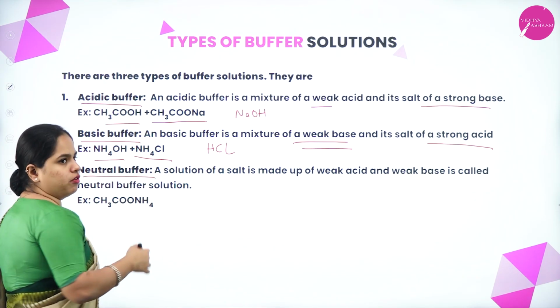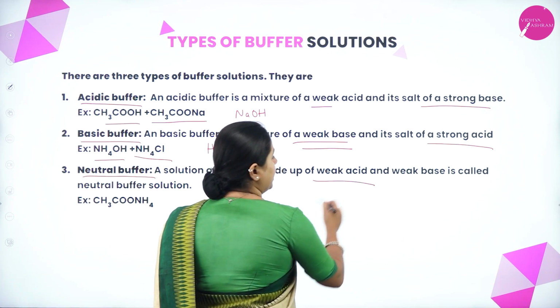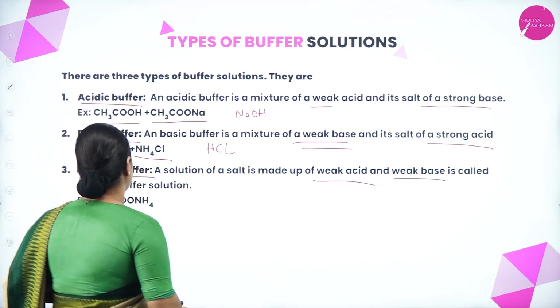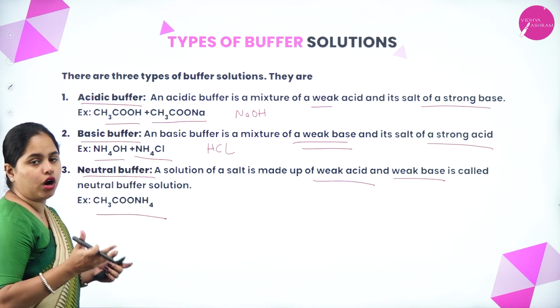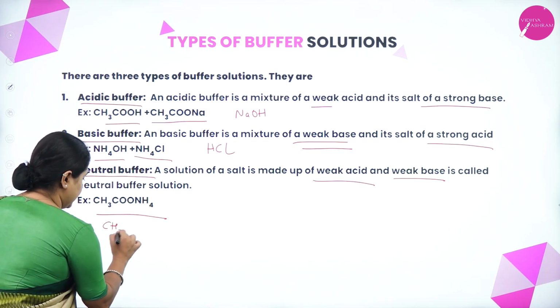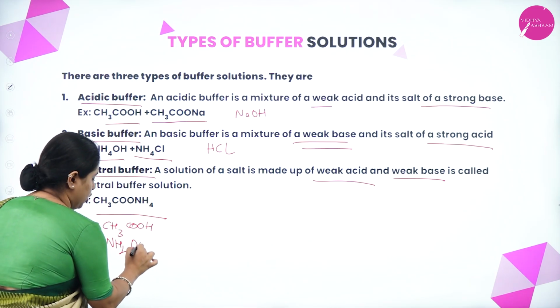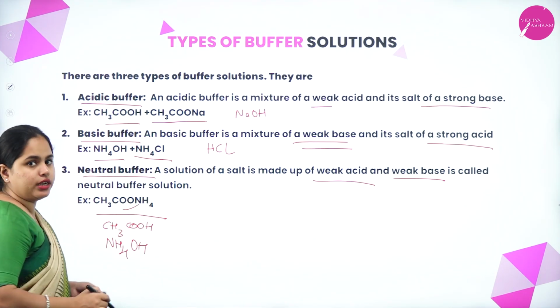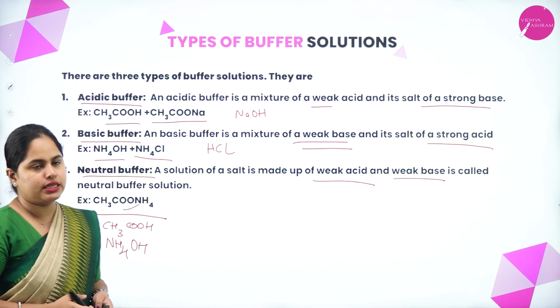Another one is neutral buffer. A neutral buffer will be a solution of a salt made up of a weak acid and a weak base. So which is the weak acid, weak base salt? You can see CH3COONH4. It's a salt made up of a weak acid and a weak base. So which is the weak acid here? Acetic acid. And which is the weak base here? NH4OH, that is ammonium hydroxide. So this gives the salt which is a buffer solution, a neutral buffer solution. So I hope it is clear to you.